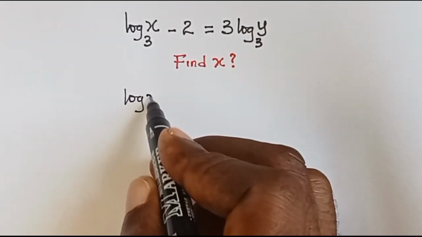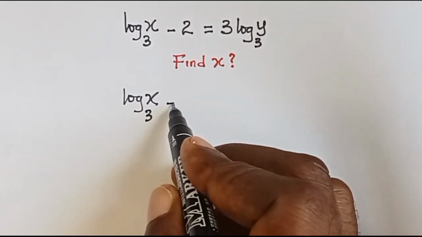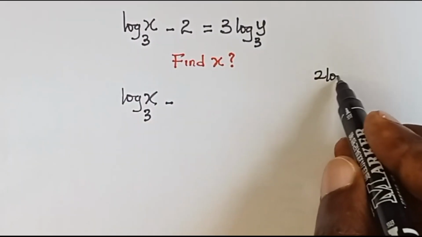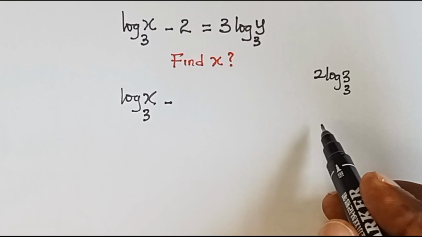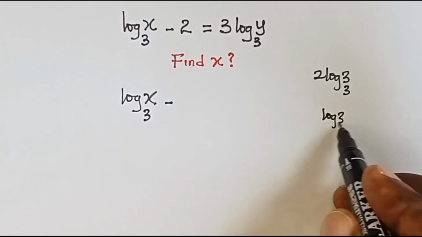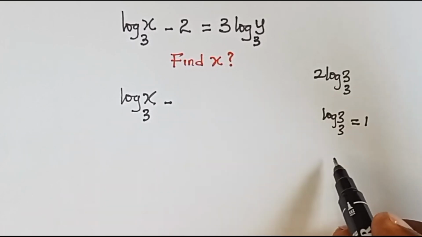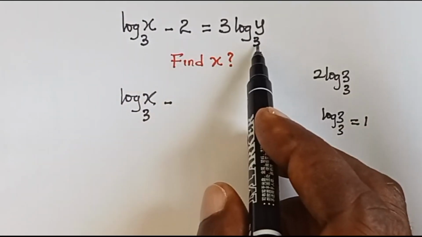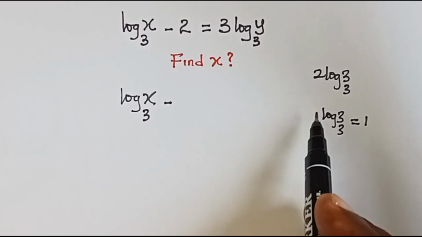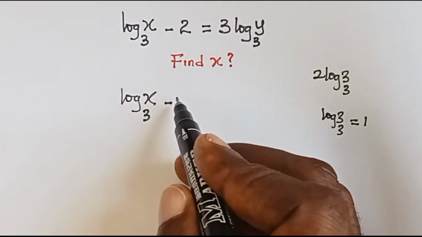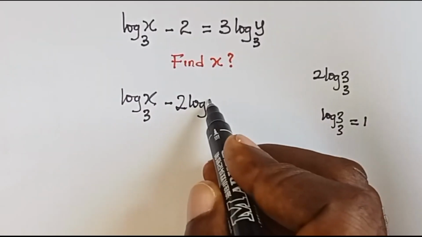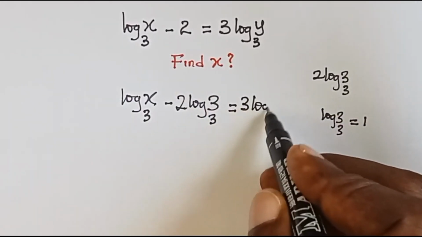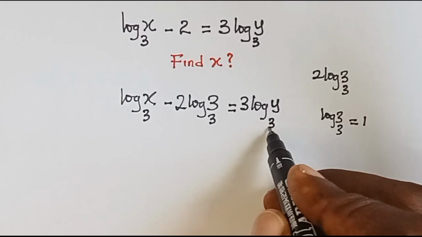We have log x base 3 minus, now another way to write 2 is 2 log 3 base 3, because log 3 base 3 will give us 1, and 2 times 1 will give us 2, since we are dealing with base 3. So another way to write 2 is 2 log 3 base 3. So we have 2 log 3 base 3 equals, then we write 3 log y base 3.